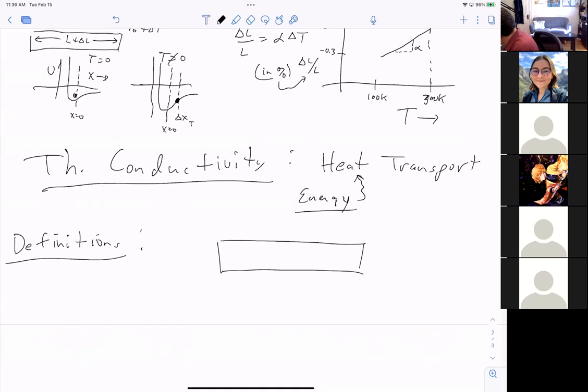So there's a definition. Suppose I have a crystal where this side is at some temperature T naught, and this side is at T naught plus delta T. So one side is a little hotter than the other. Then I'm going to get a gradient, dT/dx. If I think of dT/dx as a vector, like gradient T, what direction does that point? To the right or to the left?